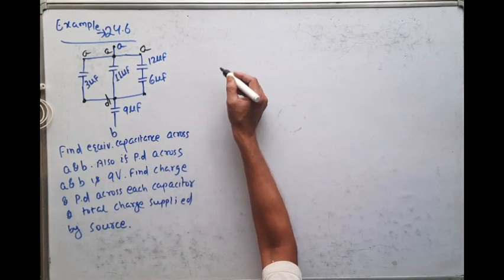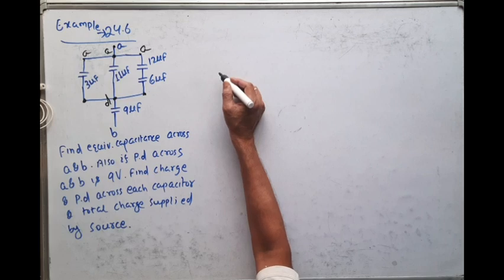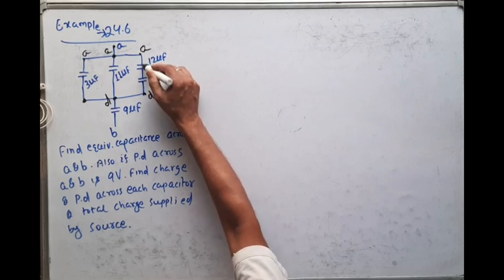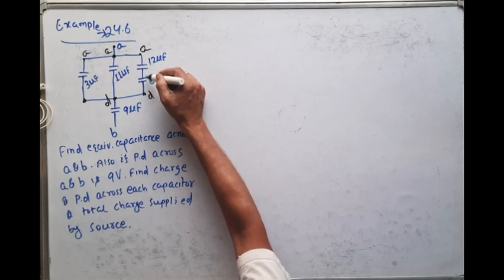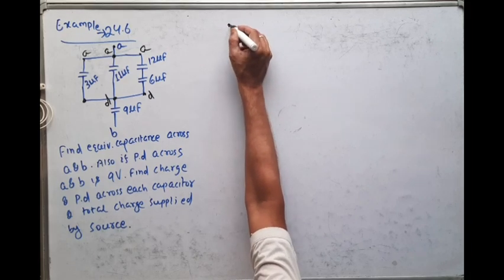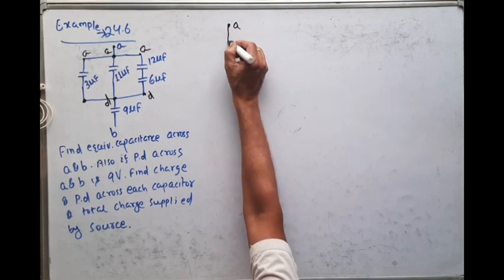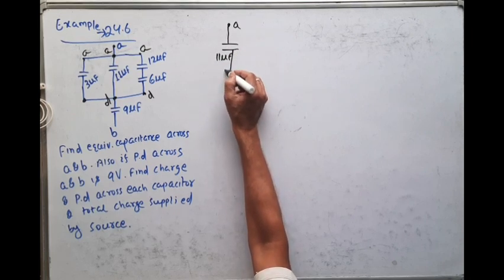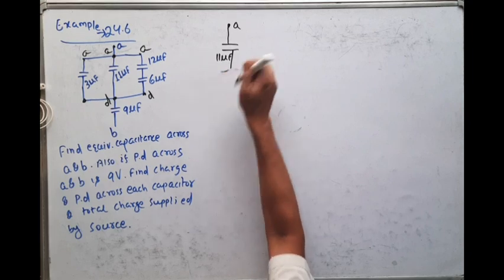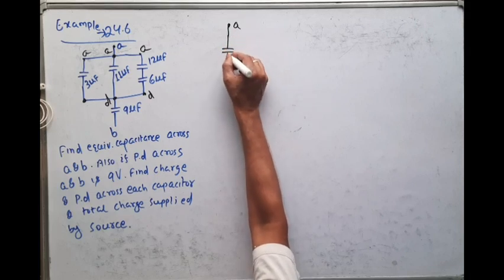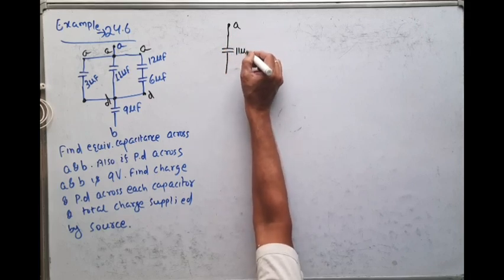So what we will do? First reduce the circuit. You see, from A to D, these two capacitors are connected in series. So first take the equivalent of 12 and 6, which are connected in series. Let us say this is my point A. From this A point, this is the 11 microfarad capacitance.